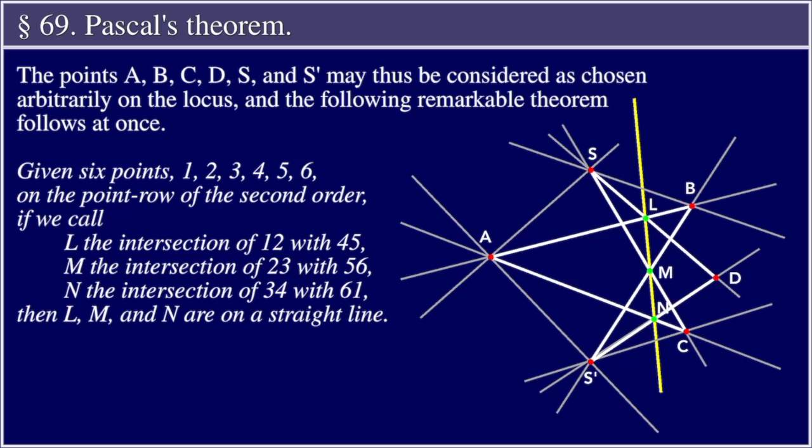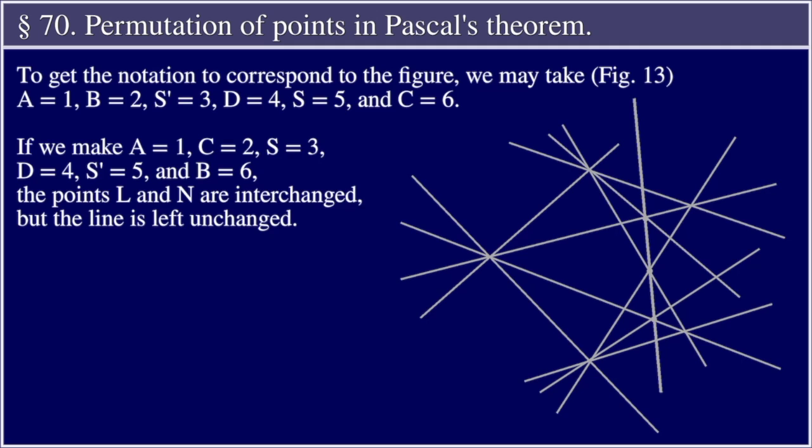Section 70. To get the notation to correspond to the figure, we may take figure 13. A equals 1, B equals 2, S prime equals 3, D equals 4, S equals 5, and C equals 6. If we make A equal 1, C equal 2, S equal 3, D equal 4, S prime equal 5, and B equal 6, the points L and N are interchanged, but the line is left unchanged.